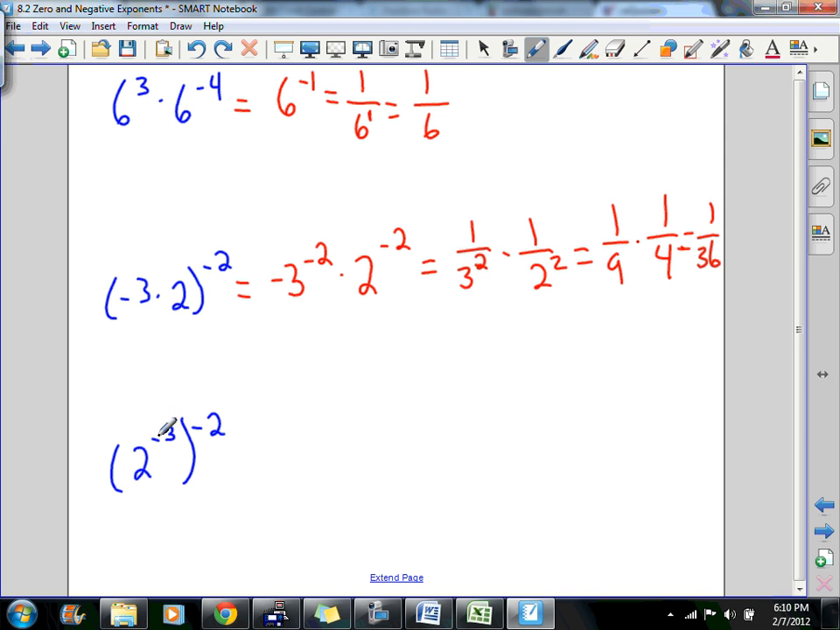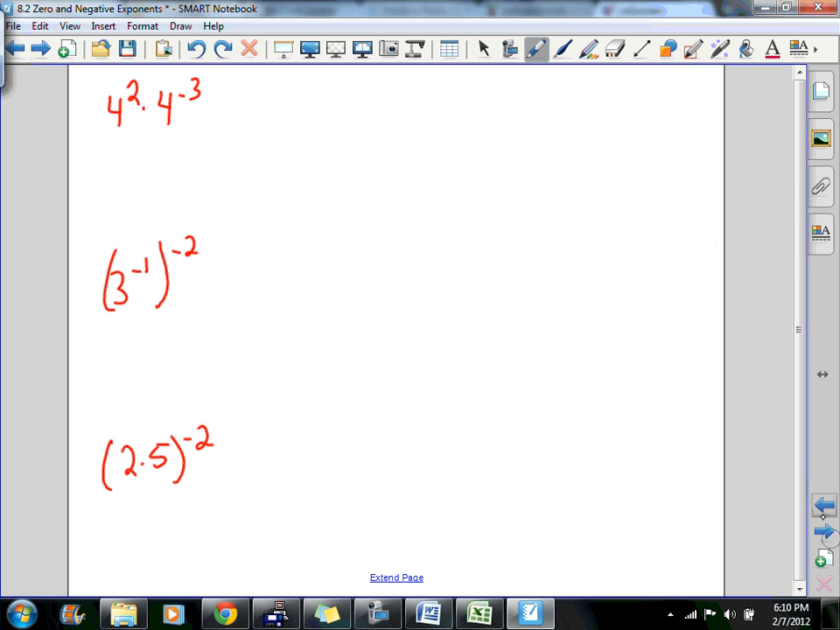Okay, and finally the last one, we have negative 3 times negative 2, which is positive 6. And we have no negative exponents here. 2 to the 6 would be 64. Okay, so I'd like you to try these. So let's pause it and give it a whirl.